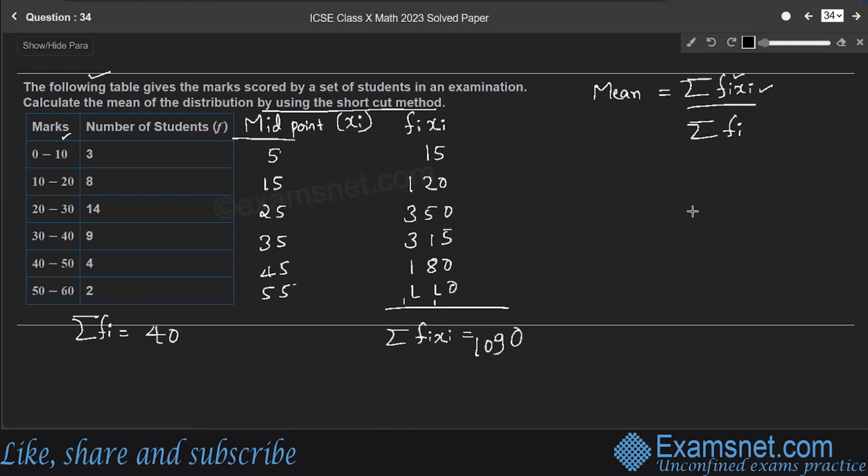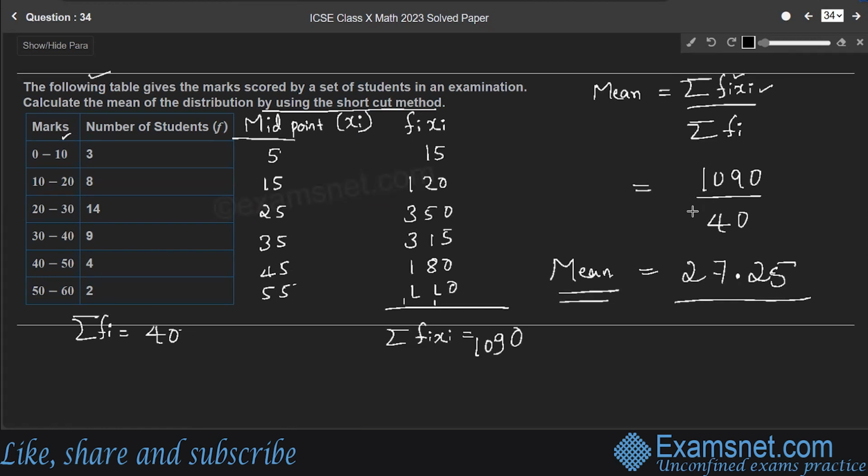Whereas sigma fi, the sum of the frequencies, is equal to 40, right? So 6 plus 15, 29 plus 8, 37, 40, right? Therefore, the mean of the distribution is sigma fi xi, 1090 by 40. So 40 into 2, 80, and 29 is a remainder, 290. 40 into 7, 280, right? Then 40 into 200. So 27.25 is the mean of the given distribution, right? So 27.25.